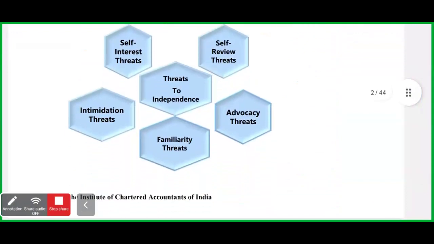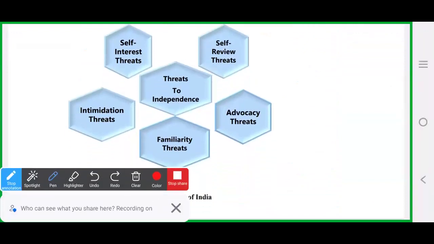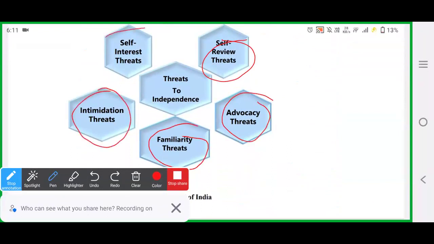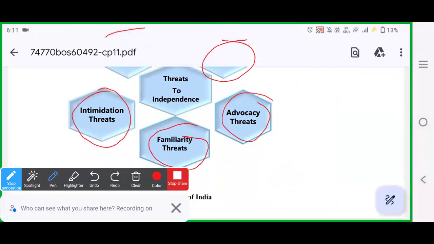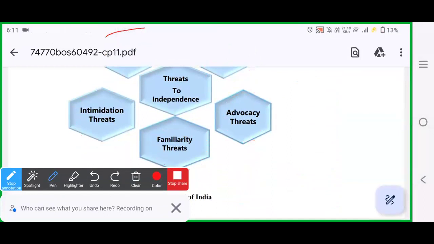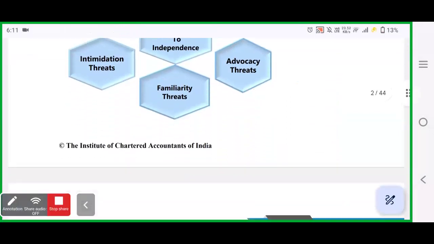Then we see 5 types of threats to independence: self-review threat, advocacy threat, familiarity threat, intimidation threat, and self-interest threat. So we will go through these one by one and understand what these mean.